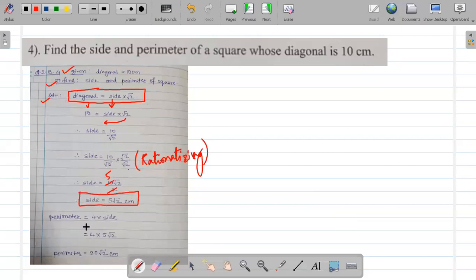Once we have that, we can find the perimeter. We know perimeter of a square is 4 times the side. So 4 times 5 root 2, that gives us 20 root 2. We multiply number with number and root stays as it is. So 4 times 5, that's 20 root 2 centimeter.